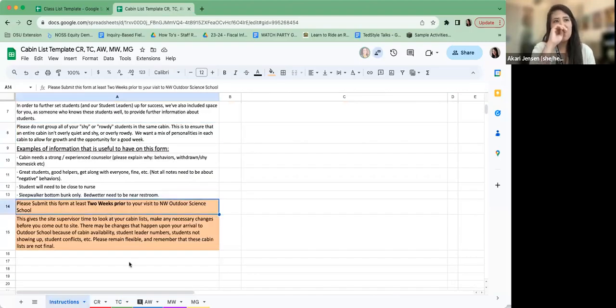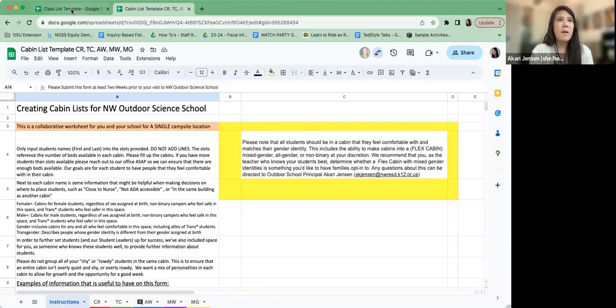We do ask that you submit this form at least 2 weeks prior to your visit to outdoor school. That way, if there's any shifts that need to happen, one shift that does happen sometimes is we might have 2 schools attending at the same time, and they both have a student with medical needs that needs to be closer to the nurse. In that case, we may be reaching out to schools and saying, we need to combine your 2 schools into one cabin so that they can both be close to the nurse or have a bathroom in their cabin or whatever that may be. But those are things that if we have enough time, we can troubleshoot with you before your students arrive at outdoor school. So that concludes our discussion about cabin lists.